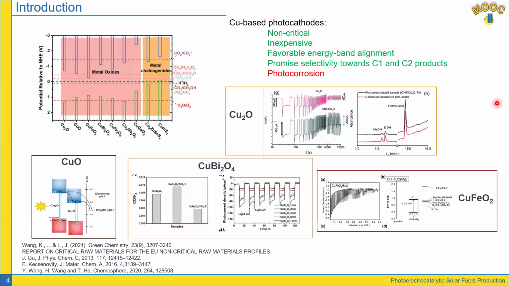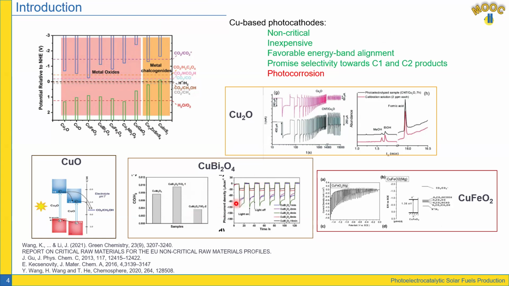So why copper-based materials? As you can see here, there are many different copper-based materials that have a favorable energy band alignment to different interesting chemical reactions. We employ them because they also have a non-critical nature, they're inexpensive, they have a favorable band energy alignment, as I commented, and they also have a promising selectivity, for example, towards C1 and C2 products, but they also produce hydrogen. And it's true that they suffer from photocorrosion.